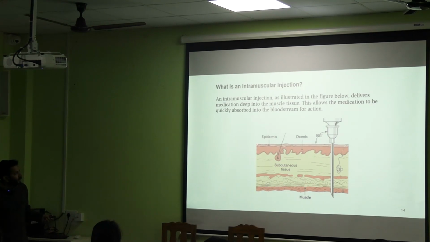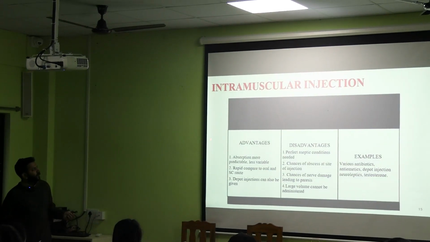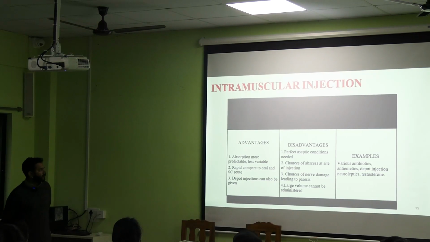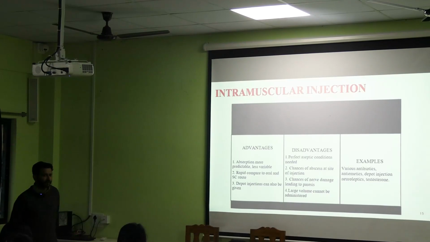This is the epidermis, then below it is the dermis. This is the subcutaneous tissue, and here it is the muscle. You have to inject it in the muscle belly at an angle of 90 degrees. So what are the advantages, disadvantages and examples? What are the advantages? Absorption is more predictable, less variable, rapid compared to oral and subcutaneous route. Then depot injections can also be given.